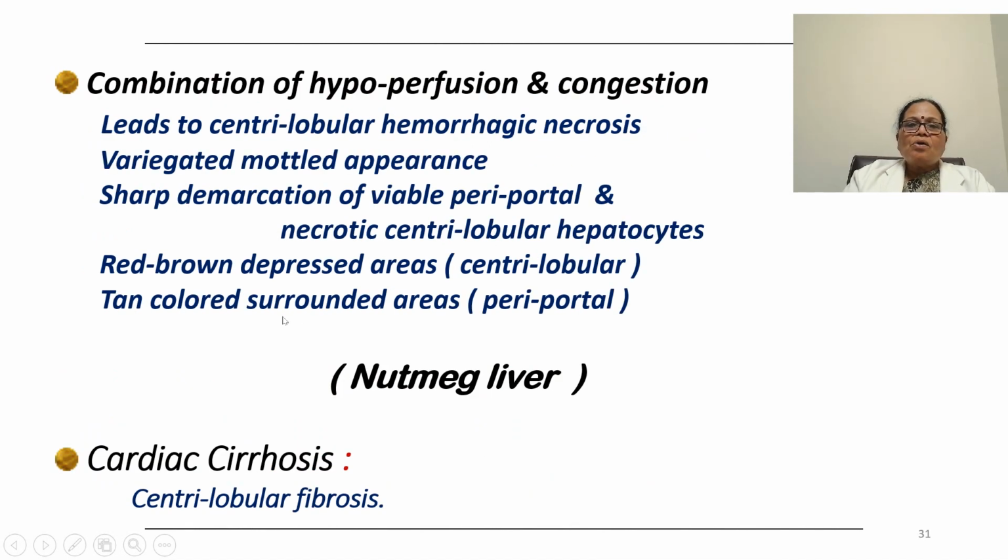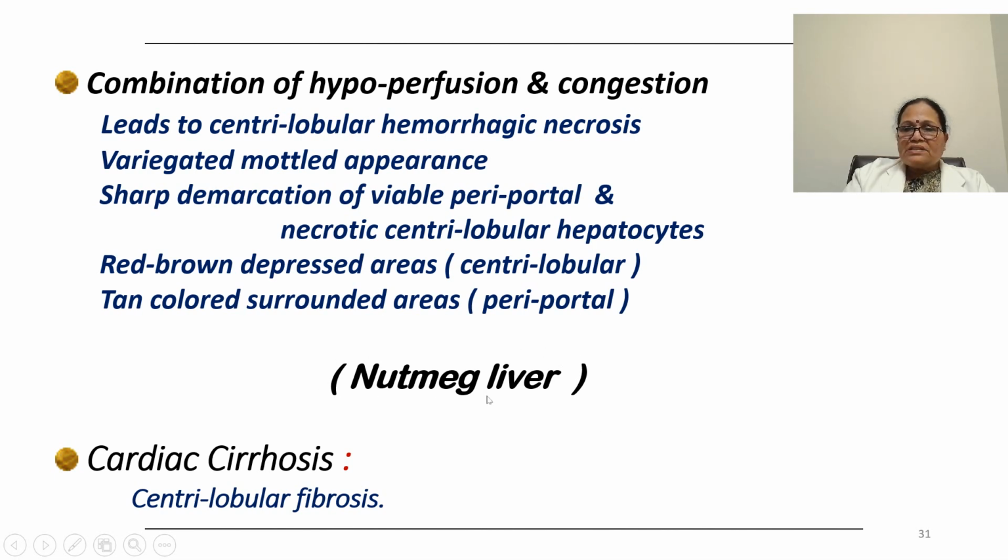So now a combination of hypoperfusion and congestion leads to centrilobular hemorrhagic necrosis, with a variegated mottled appearance, sharp demarcation of viable periportal and necrotic centrilobular hepatocytes, red-brown depressed areas centrilobular, and tan-colored surrounding areas periportal. This whole thing is known as nutmeg liver.